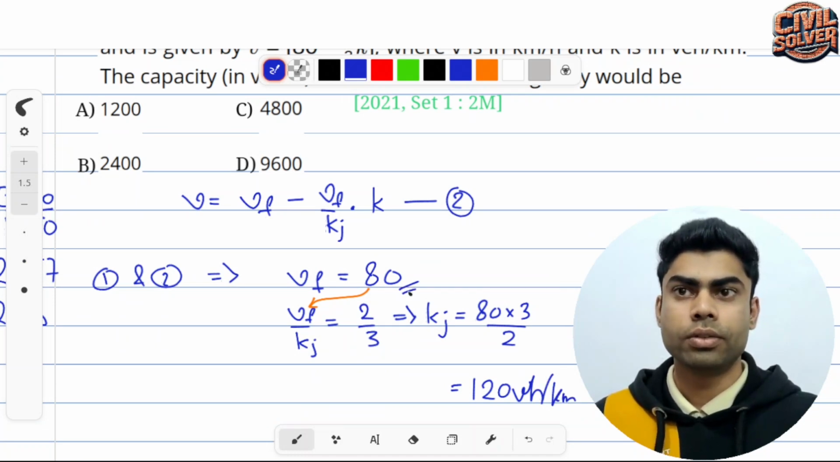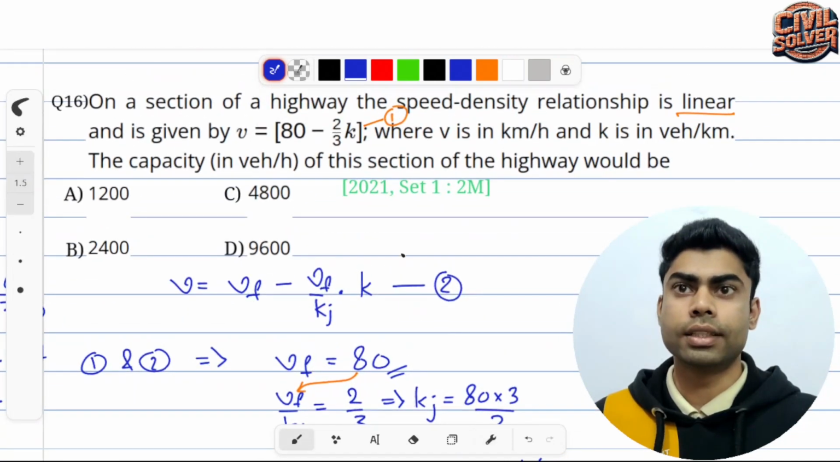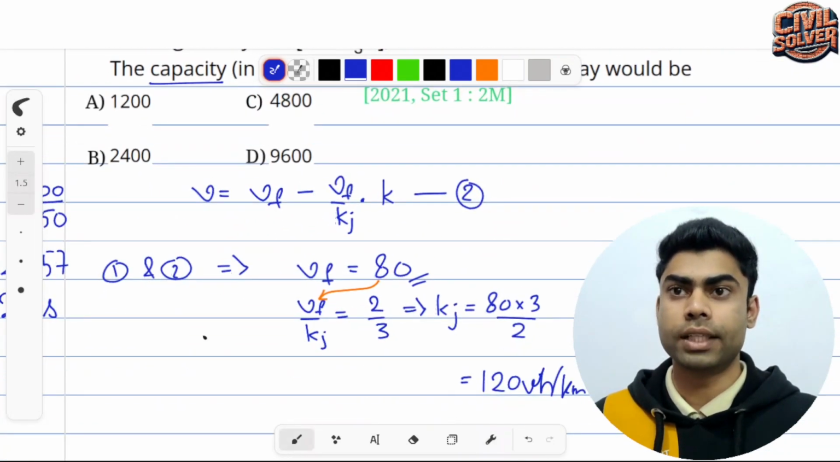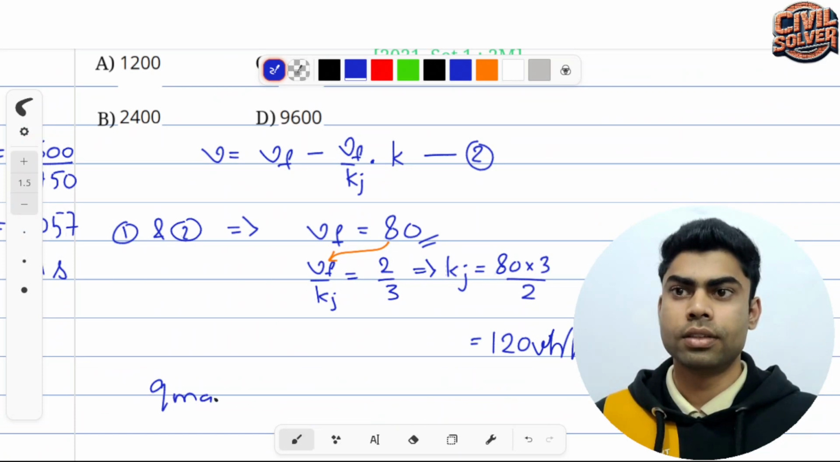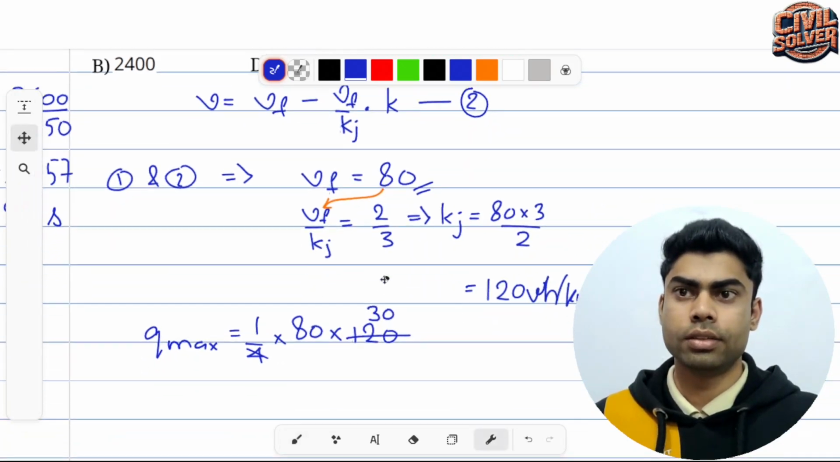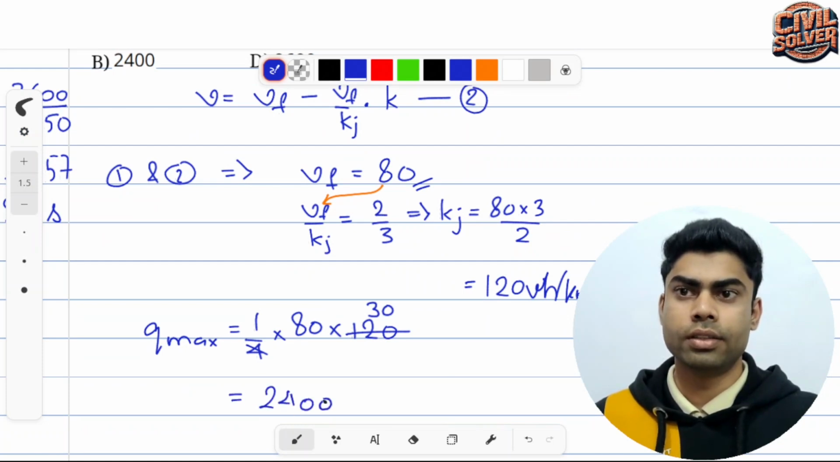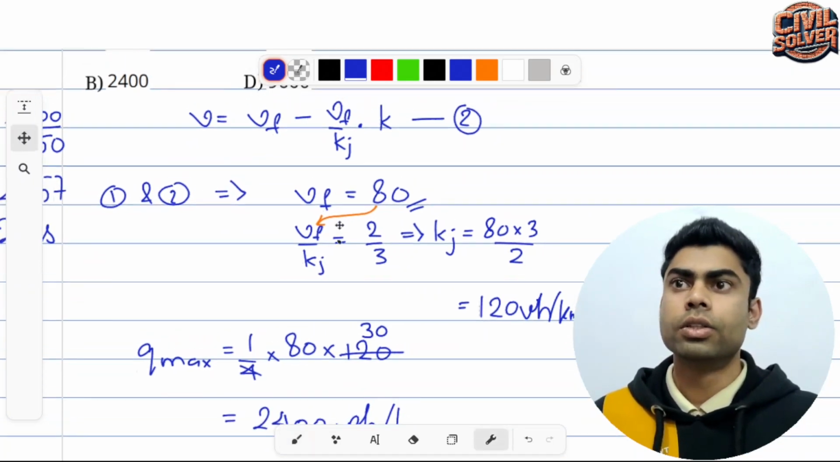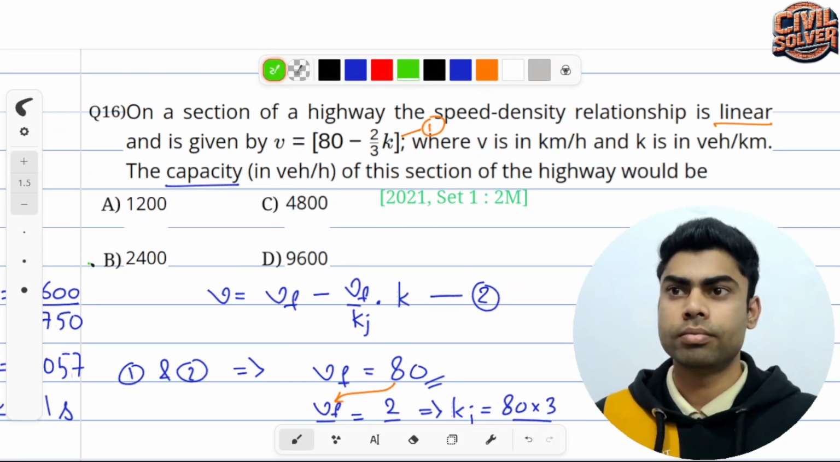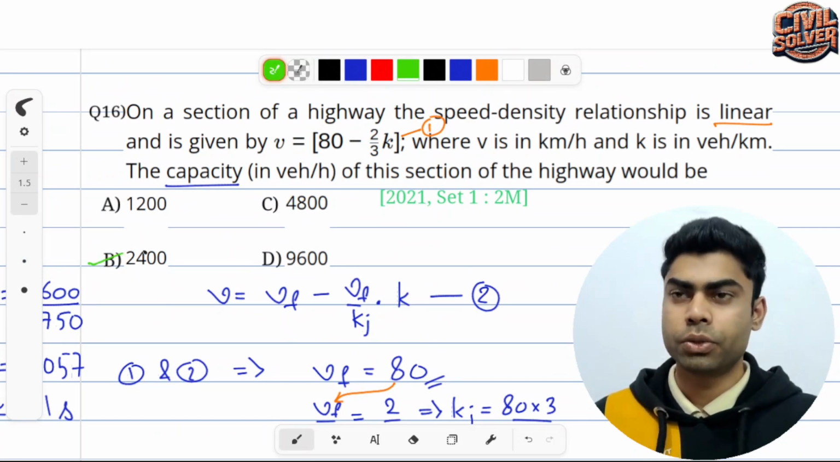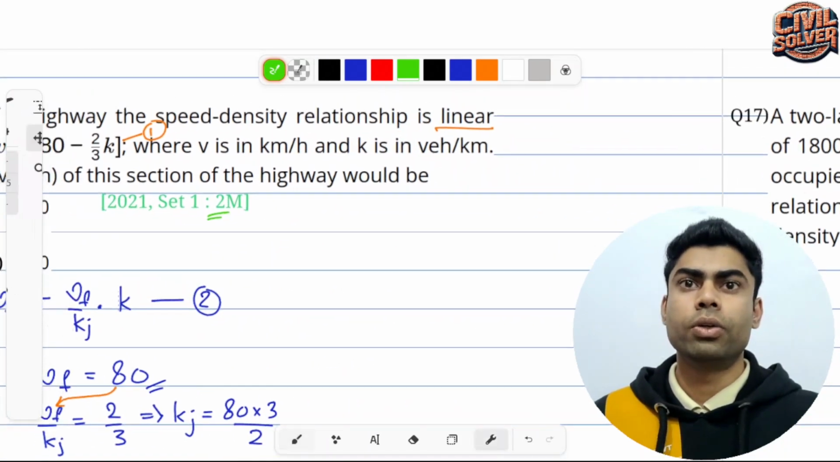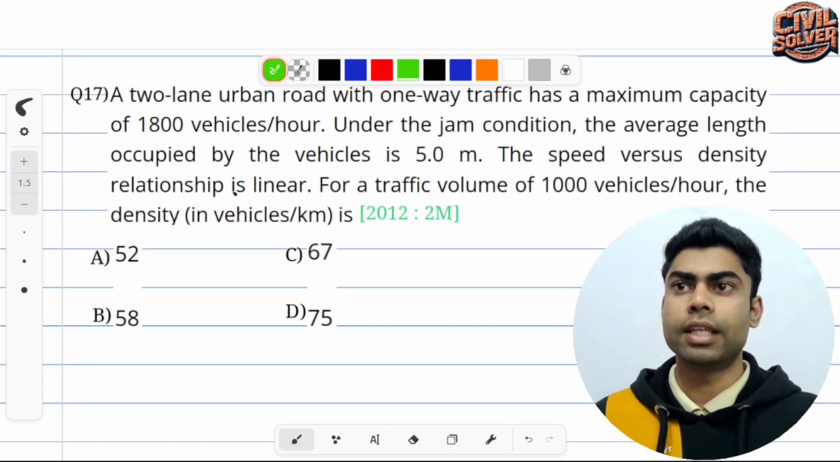And Vf is already known, so they are asking the capacity, means Qmax. So the Qmax is simply 1/4 Vf kj. Vf is 80 and kj is 120. This cancels out as 30. So this will be 2400 vehicle per hour. So the correct option is option B. Direct formula based question, very easy question and 2 marks, asked in 2021. Moving on to the next question, we have question number 17.